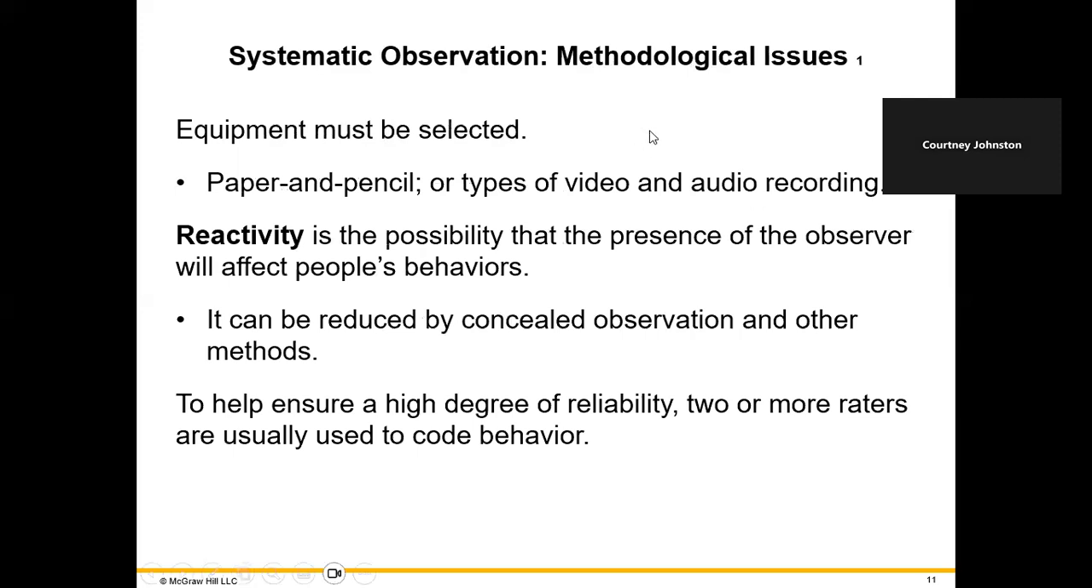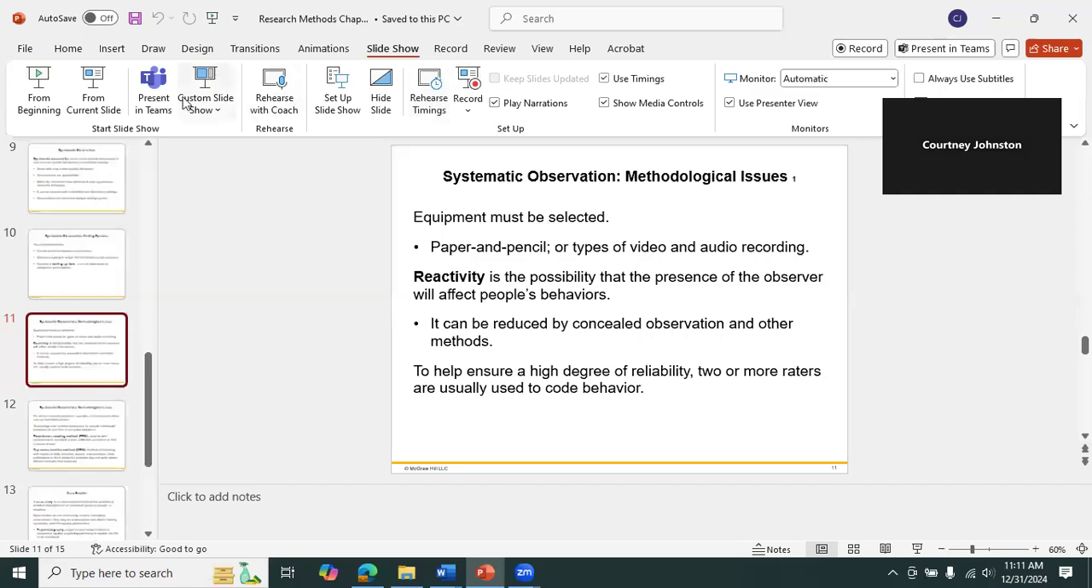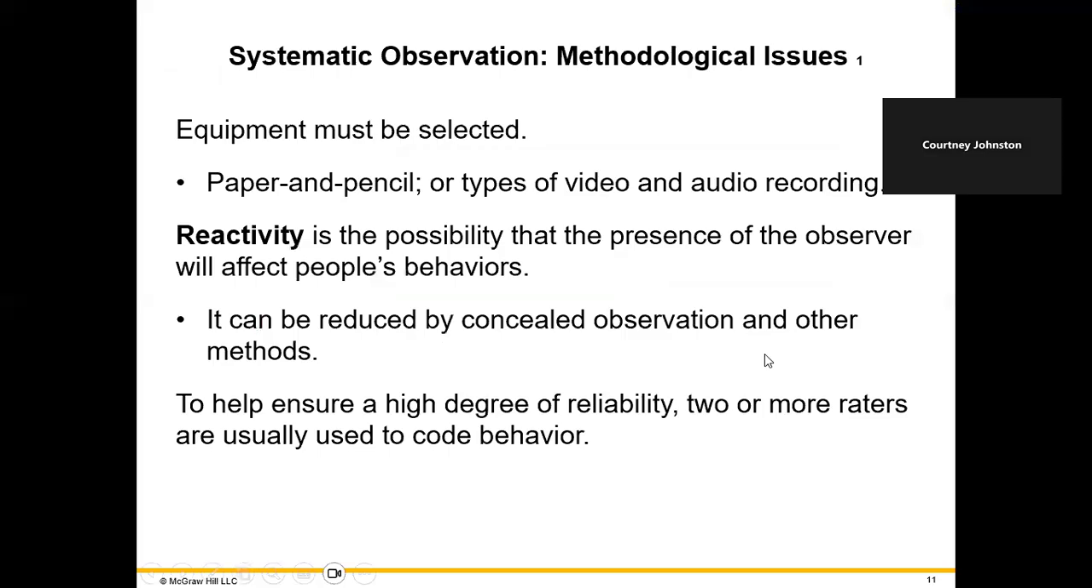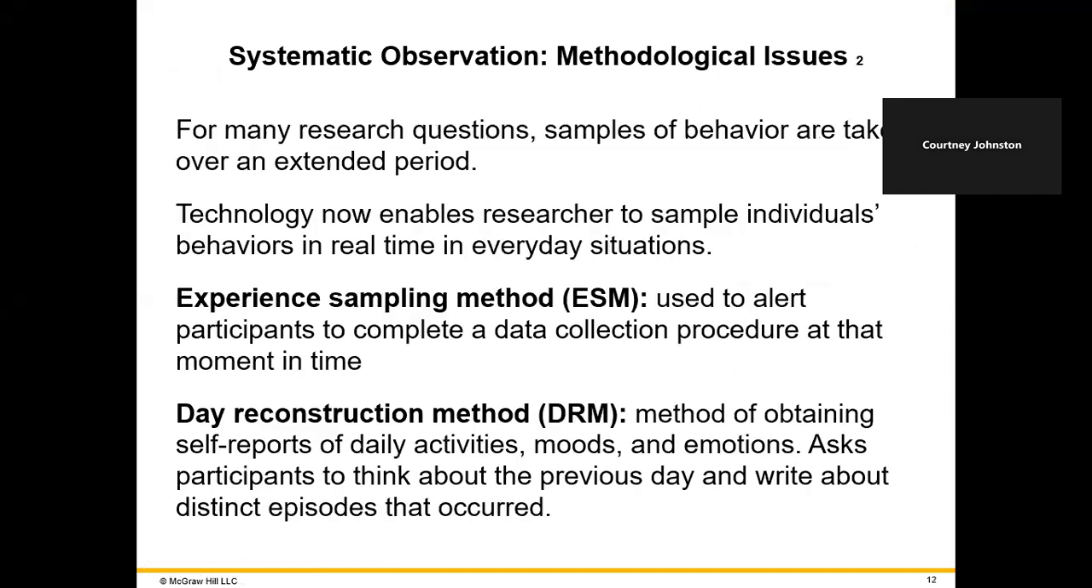Also, some methodological issues here. Equipment has to be selected, maybe pencil and paper, types of video, audio recordings. Then there's also this issue of reactivity, like we talked about in the last chapter. And this is the possibility of your presence affecting people's behaviors. Again, that's where it might come into play and like, okay, is your presence going to interfere with how people would naturally behave? And to help ensure a high degree of reliability, there might be 2 or more raters that are used to code the behavior. So again, you're making sure that your biases do not play a role because you have another rater as well, and you rate these things together.